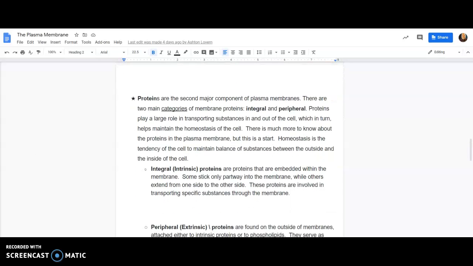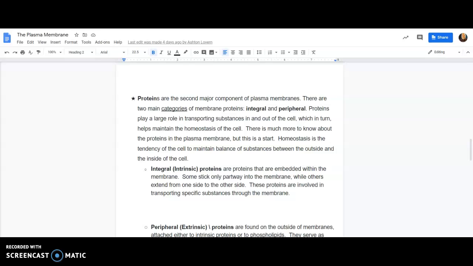Proteins are the second major component of plasma membranes. There are two main categories of membrane proteins: integral and peripheral. Proteins play a large role in transporting substances in and out of the cell, which in turn helps maintain the homeostasis of the cell. If you remember, homeostasis means to keep the cell in balance. There is much more to know about the proteins in the plasma membrane, but this is a start.